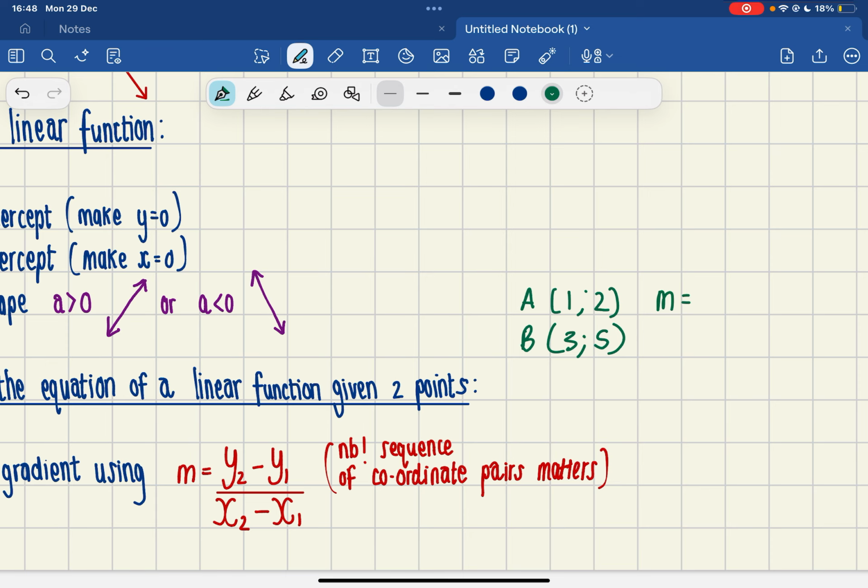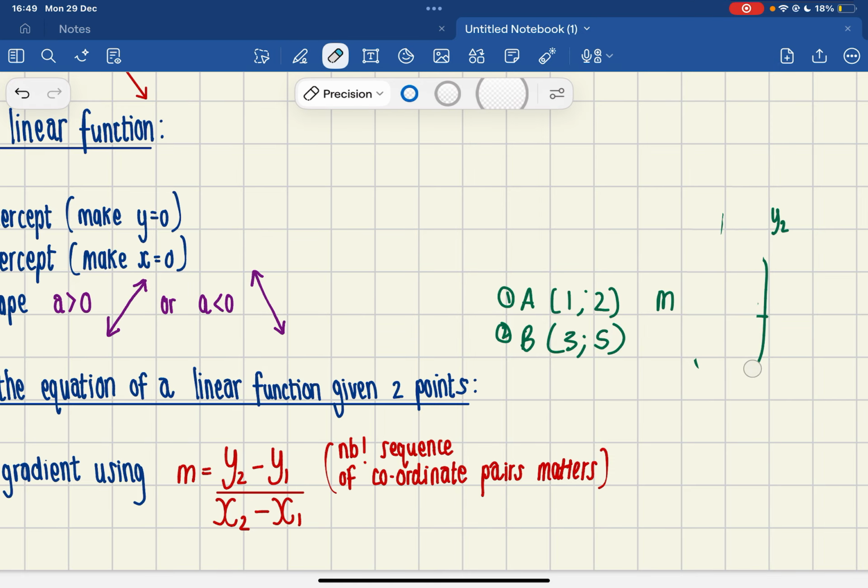Let me show you what I mean. So let's say this is 2 and this is 1. y2, so it's 5, minus y1, which is 2, all over x2, which is 3, minus x1. So you see how these are x1 and y1, and how these are x2 and y2. The sequence is very important. If you get this wrong, you will lose your marks. Please don't make that silly mistake.